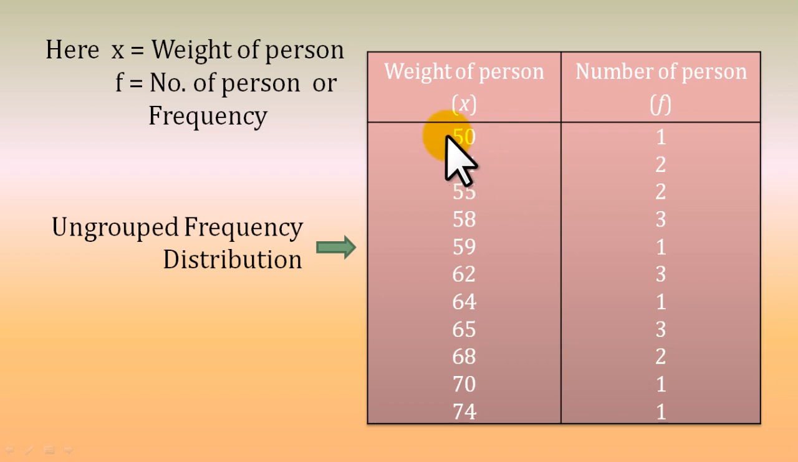That means the weight of 50, the number of persons whose weight is 50 is 1, and the number of persons whose weight is 54 is 2. This way I have made this ungrouped frequency distribution table.